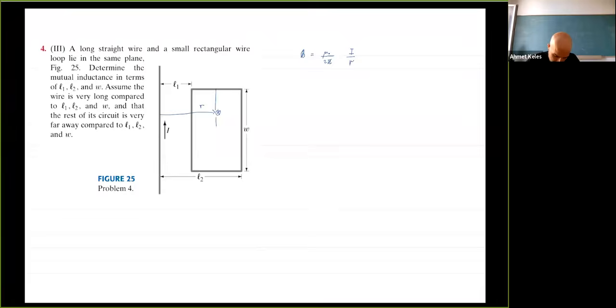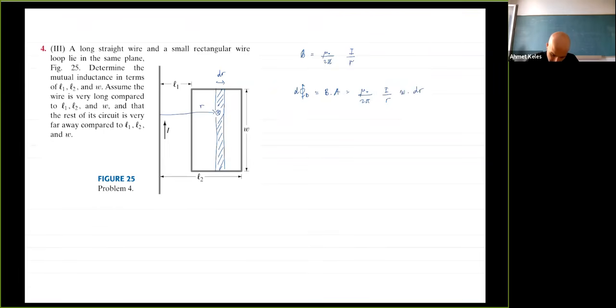For that, I'm going to choose a strip like this. Something like that. And this one is the R. And the magnetic flux in this little region, let's call it d phi B, is equal to B times area. It's going to be equal to mu0 over 2 pi I over R, and area is W times dr.